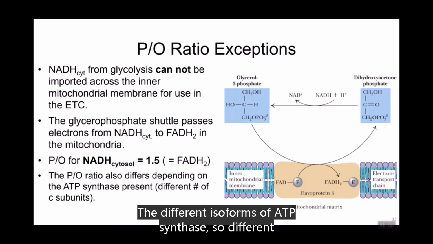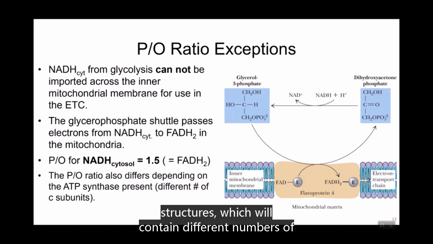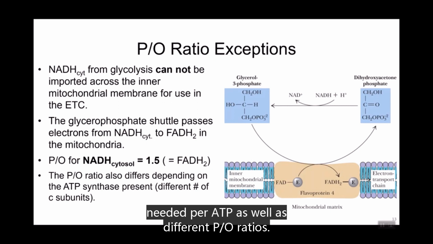The different isoforms of ATP synthase, so different species will have different isoforms and different structures, which will contain different numbers of C subunits, and this may result in more protons being needed per ATP, as well as different PO ratios.